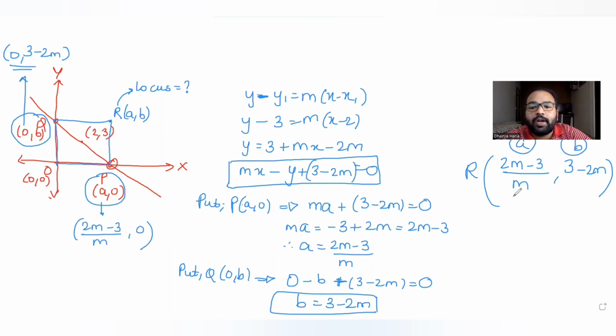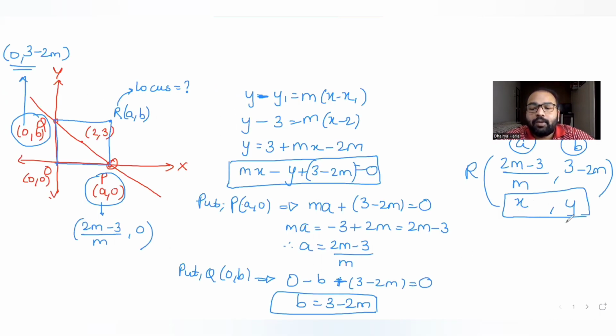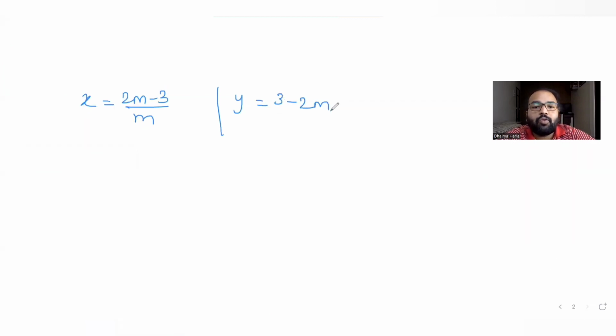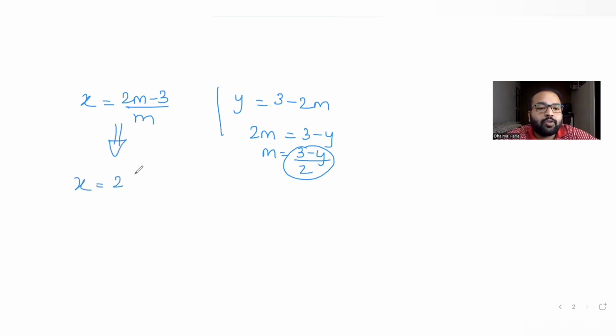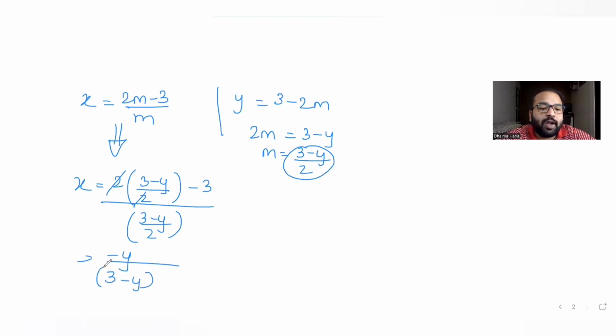Or I can write coordinates of R as x comma y because I now need the locus of this point R, right? So here I know now x is 2m minus 3 upon m and y is 3 minus 2m. So if I see, y is simpler to be separated, so it is 2m equals 3 minus y, I can write m as 3 minus y by 2. And in this equation, if I substitute that, x is 2 into 3 minus y by 2 minus 3 upon 3 minus y by 2. So 2 and 2 get cancelled. 3 minus y minus 3 becomes 3 minus 3 is 0, and minus y. This is 3 minus y. And 2 directly gets multiplied with the numerator, becomes minus 2y.